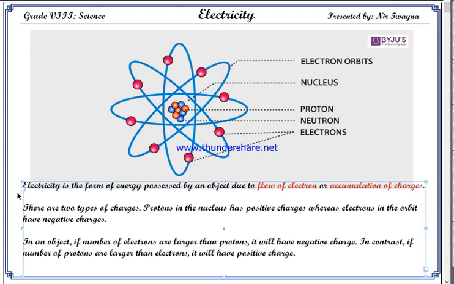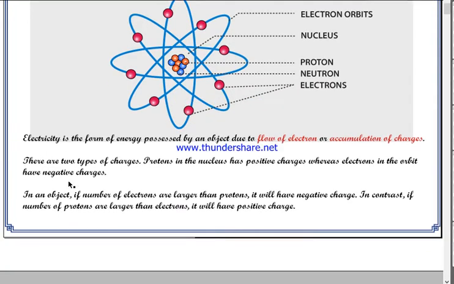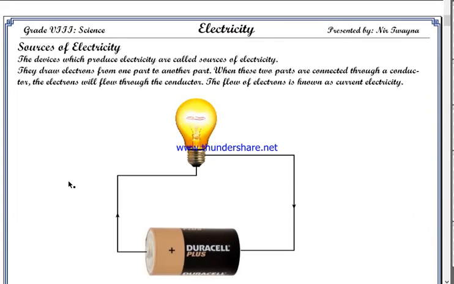Okay, you can introduce what is electricity. Simply you need this much. This first line is enough for your note. Electricity is a form of energy possessed by an object due to flow of electron or accumulation of charges. Just the first line is needed. Okay, let's go to next page.